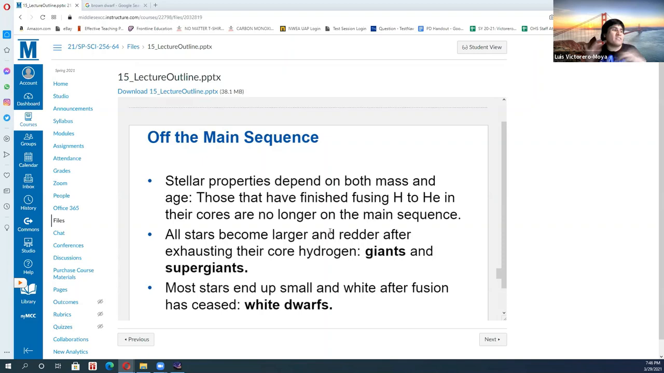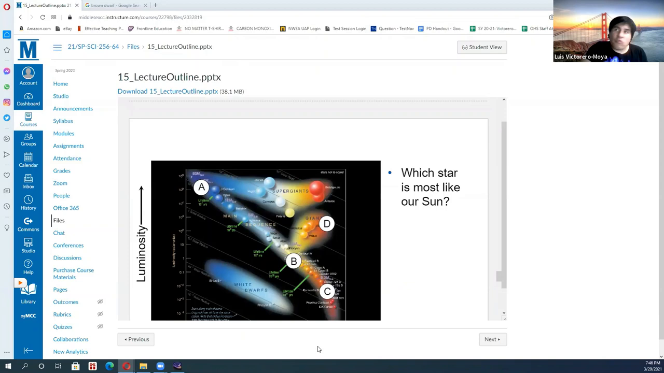Most of the stars the size of the sun or smaller, after fusion has ceased and they collapse after being a giant, will become a white dwarf. A white dwarf is the final stage of a low-mass star, of a small star. That won't happen with giant stars.